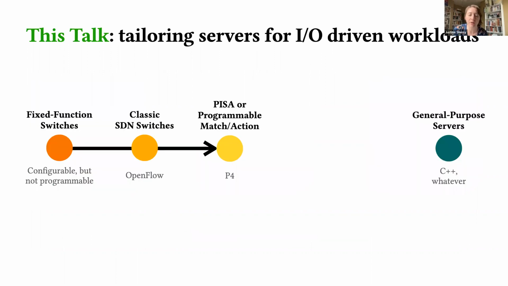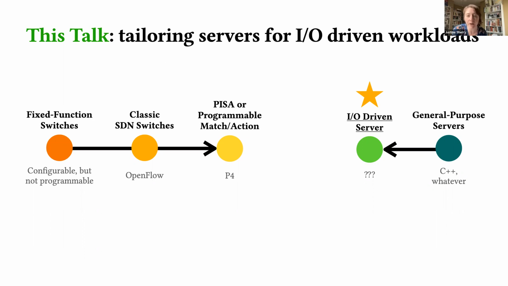So that brings us back to our poor general purpose server. It's creaking away under this deluge of network data. So in this talk, I want to discuss how we can make changes in I/O in software and hardware to make our general purpose servers a bit more optimized for the I/O-driven use case.